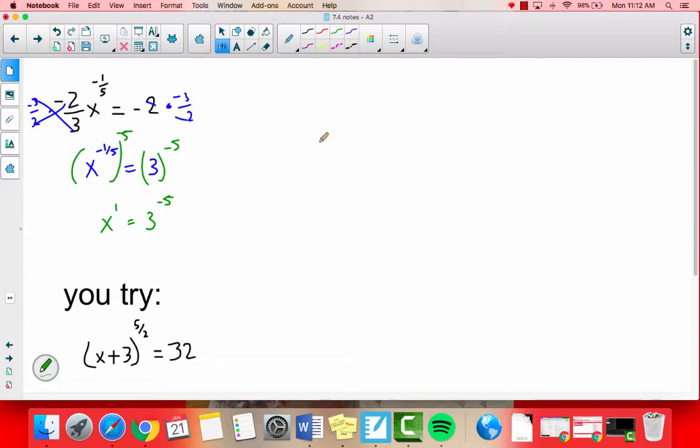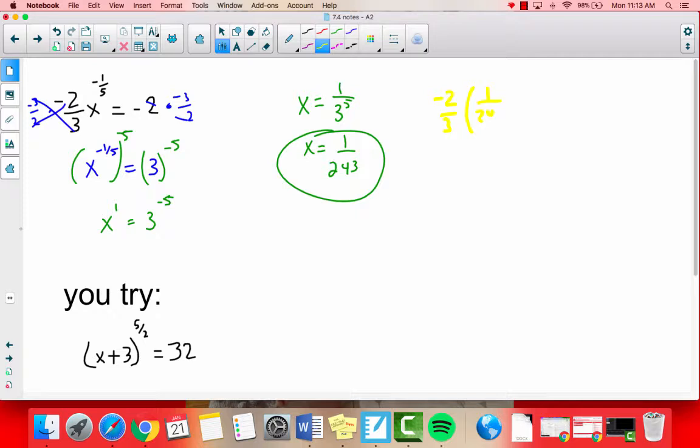Negative exponents make the whole answer flip and become positive, so we'd have x is equal to 1 over 3 to the positive 5th, which is going to be the same as x equals 1 over 243. And just like normal, you want to make sure that you plug your answer into the original equation and see if it works. So if I do that, I have negative 2/3 times 1 over 243 to the negative 1/5.